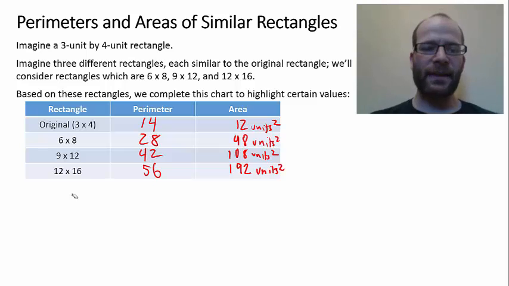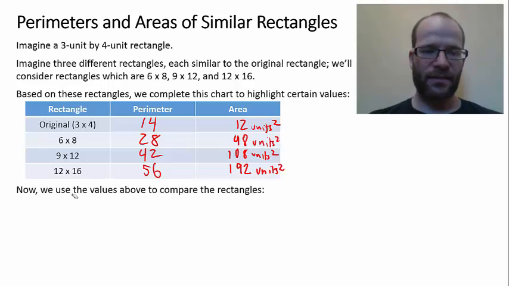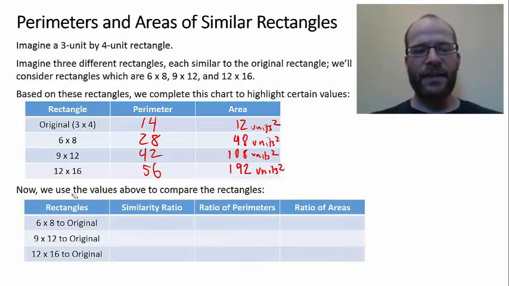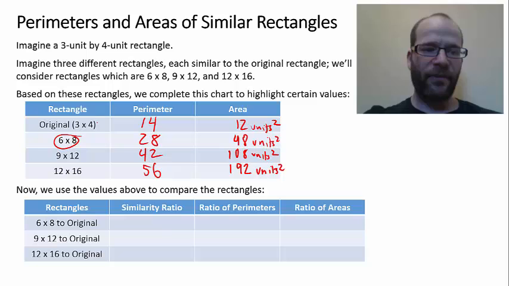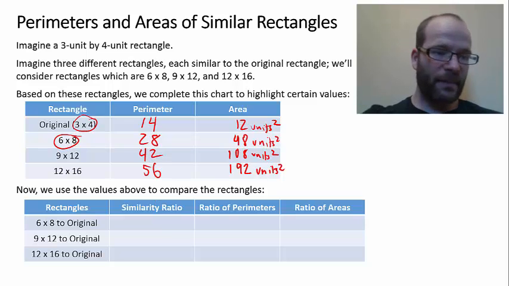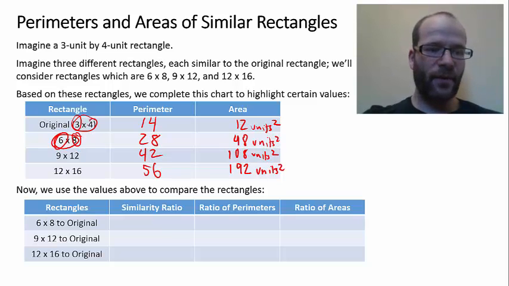By themselves, they really are nothing spectacular. But what I'd like to do is now begin to compare these different values, and we'll do that in a second table. So down here in this table, we have the similarity ratio, and what we mean by that is we want to compare the 6 by 8 rectangle with the 3 by 4, or the original rectangle. So the similarity ratio, we can compare that by comparing the 6 to the 3, or the 8 to the 4, that is comparing any sort of corresponding side there.